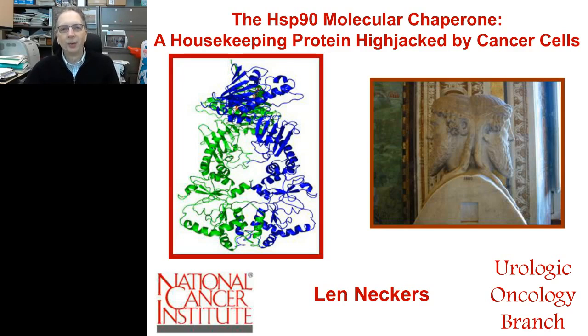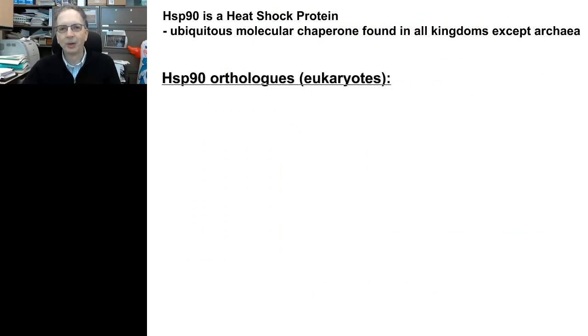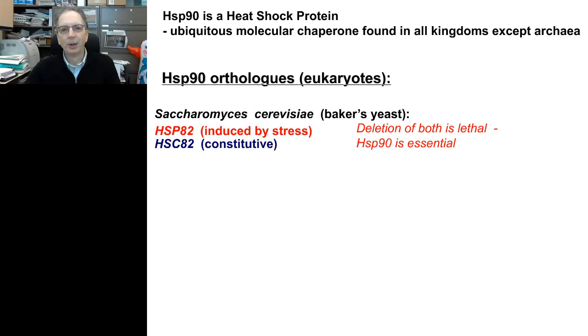So as you can see from this title slide, HSP90 as a molecular chaperone has roles to play in the function of normal cells, but it's hijacked by cancer cells. HSP90 is ubiquitously expressed in all kingdoms except for archaea. In eukaryotes, there are a number of orthologs of HSP90.